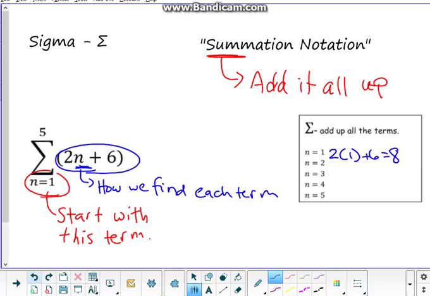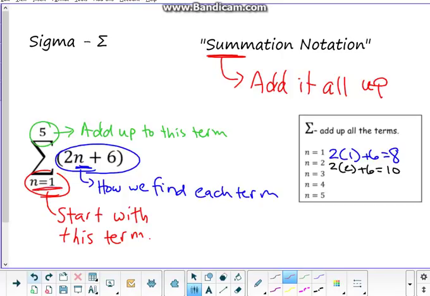Then we'll go ahead and do the next one, n equals 2. 2 times 2 plus 6. 2 times 2 is 4, plus 6, that's going to give us 10. And we would think, all right, well, how far am I supposed to go? You may have seen with this box, you figure out how far we're supposed to go. That's what this number on top of the sigma is supposed to tell us. This tells us we want to add up to this term. So in this case, we have n equals 1 down at the bottom of the sigma, and then we have up to 5. That means we're adding the first through the fifth term.